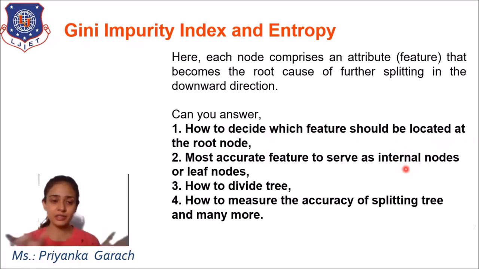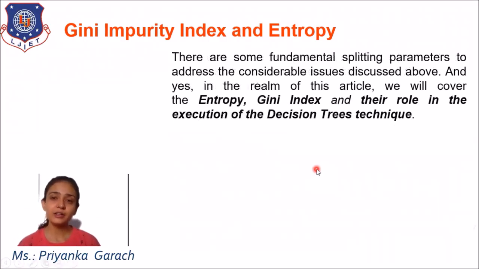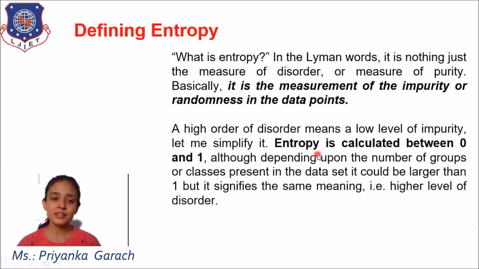If you split your decision tree randomly, it might happen that the accuracy of the decision tree gets lowered. So over here, there are some fundamental splitting parameters to address the considerable issues discussed above. And in this article, we will cover the entropy and the Gini index and their role in execution in the decision tree technique. So let's start with entropy first. What is entropy? Entropy is the measurement of the impurity or the randomness in the data points. So entropy itself says that it is the measurement of randomness, or we can say impurity.